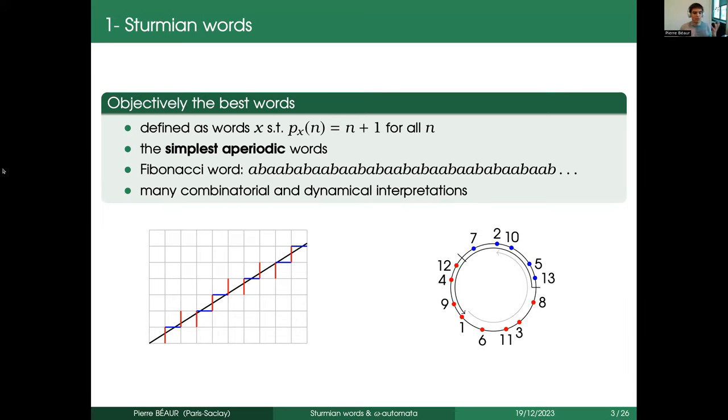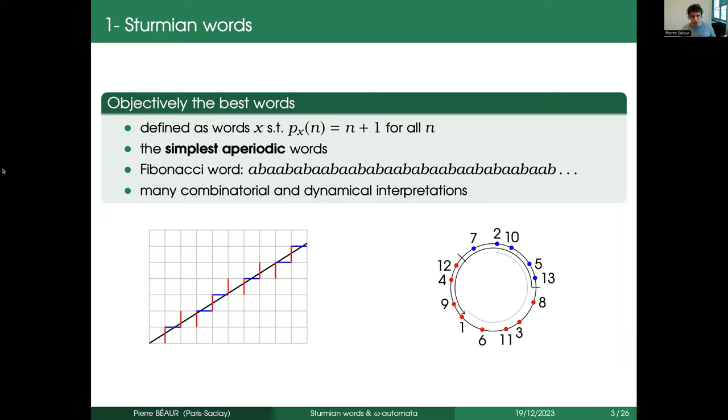So what are Sturmian words? They are defined as the words whose complexity is n plus one for every n. And one of the greatest feats of combinatorics on words in the last decades is that Sturmian words exist. You can see them as the simplest aperiodic words because if a word was to be simpler than a Sturmian word, it would go through the Morse-Hedlund border and be ultimately periodic.